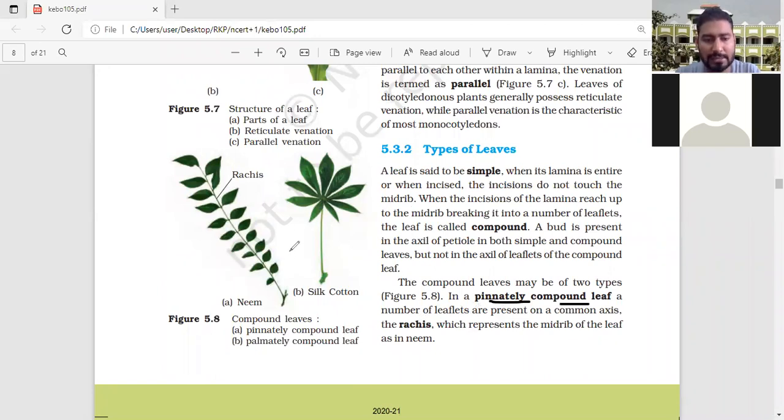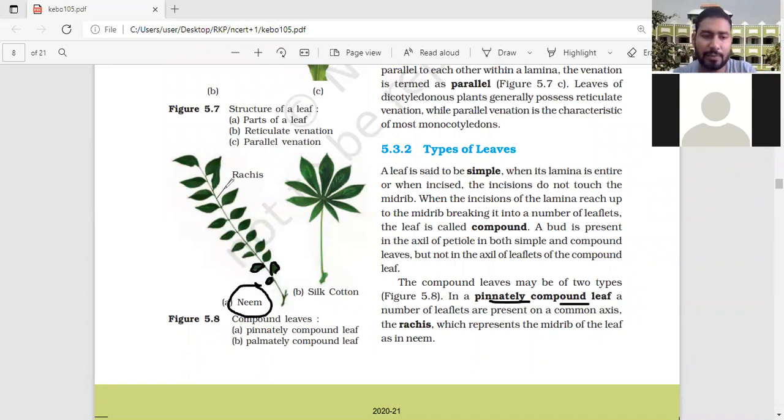Now look at this leaf. Azadirachta indica, neem. That is the scientific name of this tree. You can see this is the pinnate type of leaf. This is the pinnate compound leaf. Unipinnate, imparipinnate, bipinnate, multipinnate, but it is the unipinnate type.